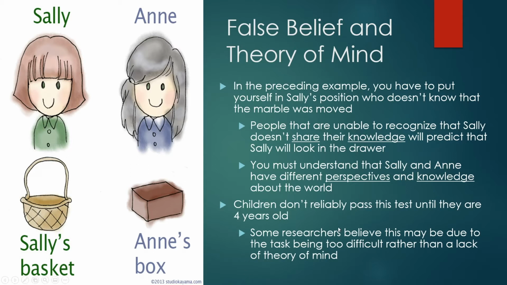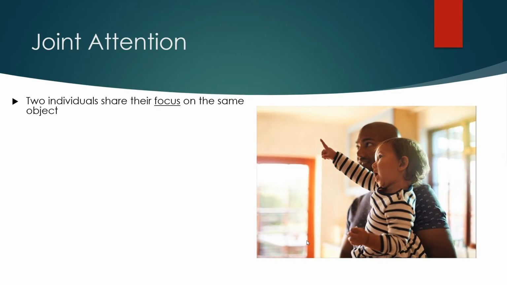And a lot of researchers believed that it wasn't that these children didn't have theory of mind, that they didn't understand that other people had different perspectives than them. They just thought that this task was too hard, that it was too logical for young children to really understand. And so they started testing this idea in a different way. They started to look a lot at what's been called joint attention, the fact that two individuals track each other's attention and share their focus on the same object.